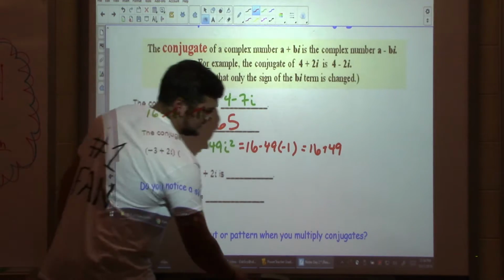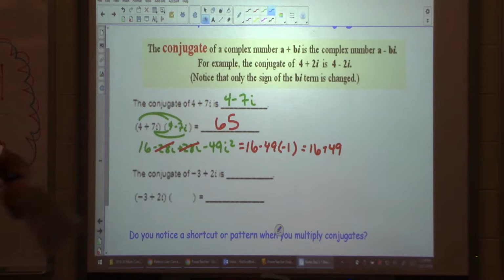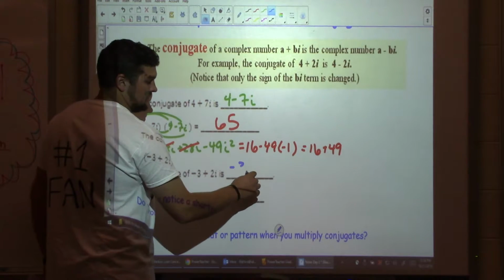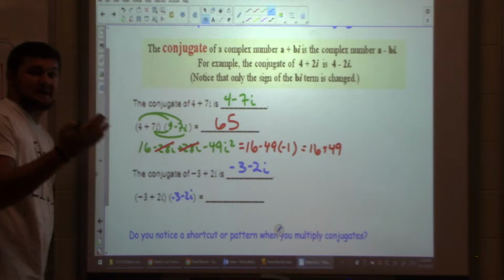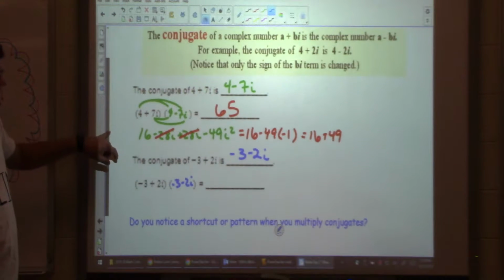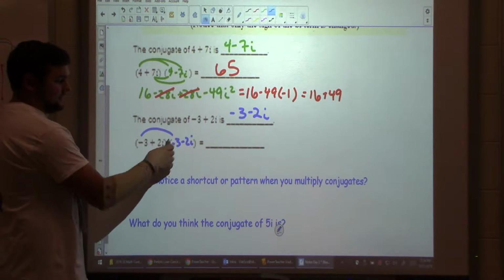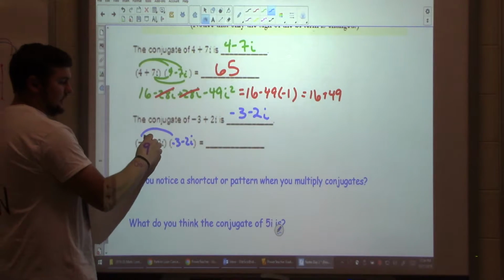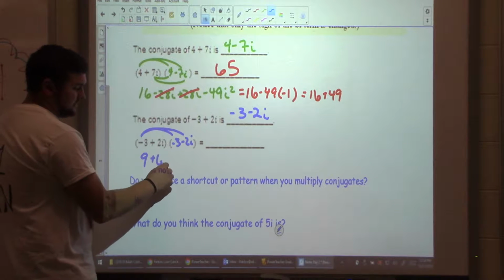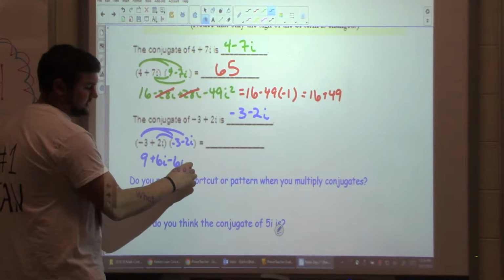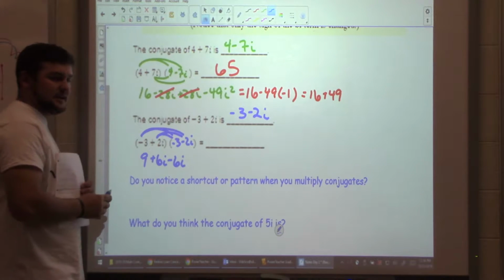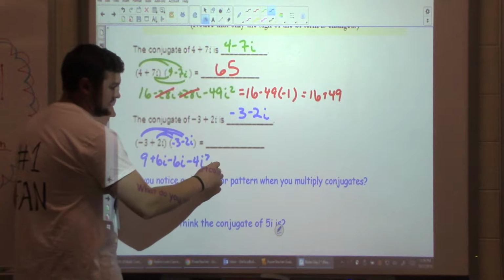Interesting. Okay. What about if I asked you for the conjugate of negative 3 plus 2i? Negative 3 minus 2i. Same thing. Let's multiply them just to see what happens. If I FOIL these, negative 3 times negative 3 is 9. Negative 3 times negative 2i is positive 6i. 2i times negative 3 is minus 6i. And 2i times negative 2i is negative 4i squared.